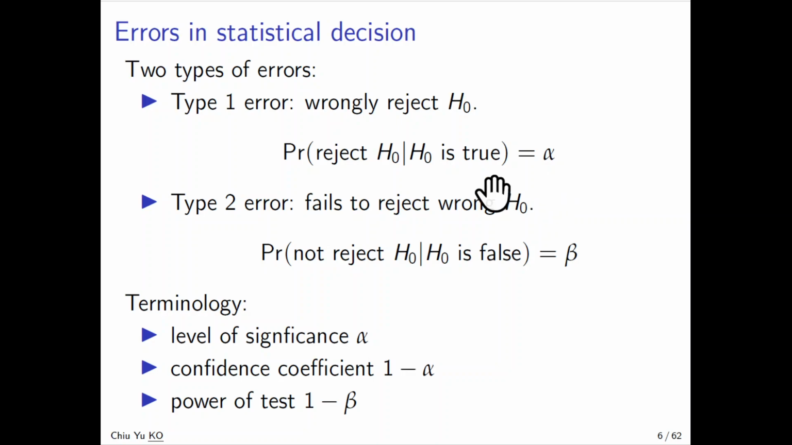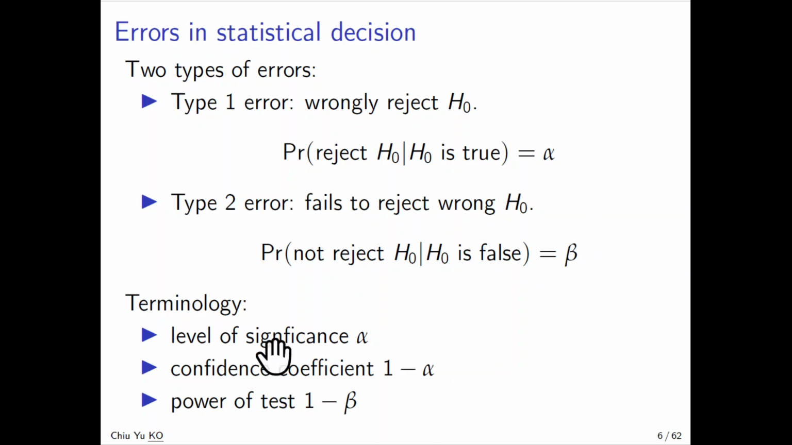And the probability of type 2 error is failing to reject the null. The null is wrong, but you did not reject it. You fail to reject, and if the null is false, then we call that probability beta. This is type 2 error.